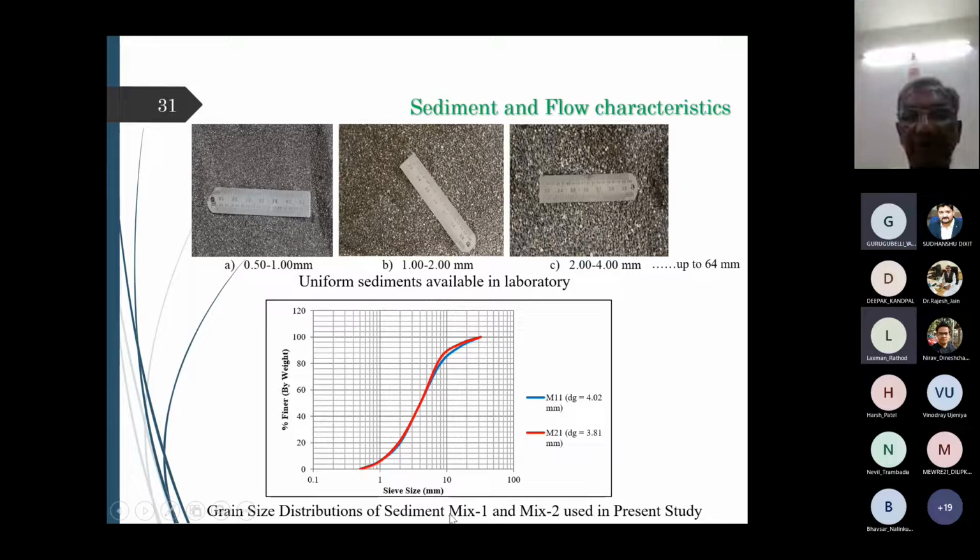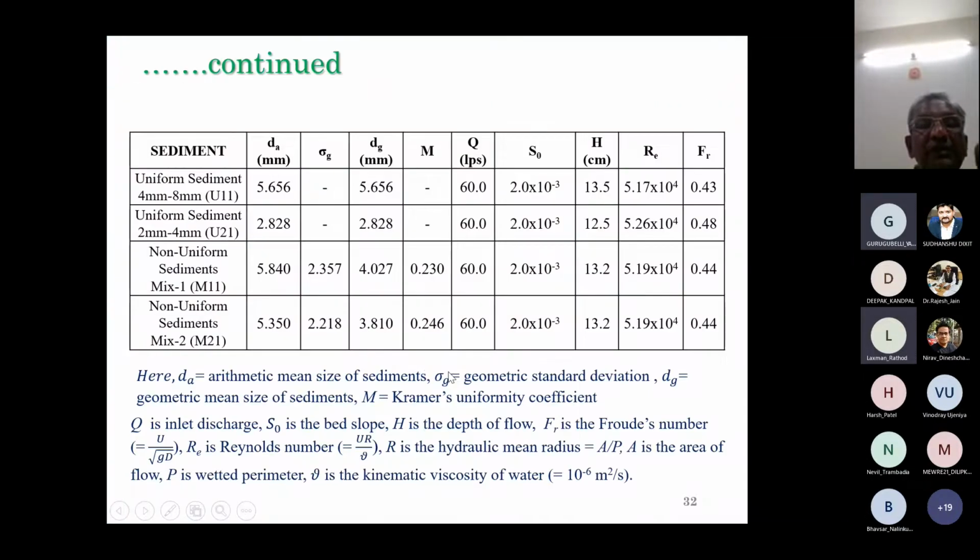So these are the gradations which we have taken, mix M1 and M2. For this particular gradation, the geometric mean size is 4.02 mm, and for this M2 the geometric mean size is 3.81, right? This is the data we have collected in our laboratory. If you see the parameters we have taken: DA is the arithmetic mean size, then we have geometric standard deviation, and the geometric mean size. We have Kramer's uniformity coefficient. If you can see over here, we have targeted 0.23 and 0.246 Kramer's uniformity coefficient.